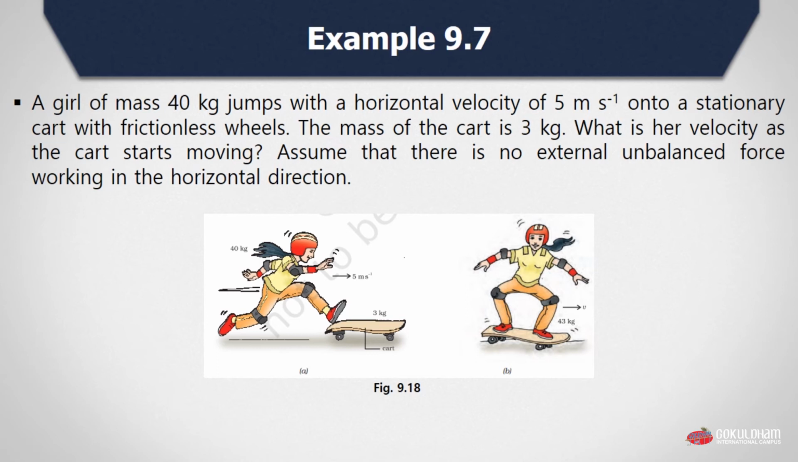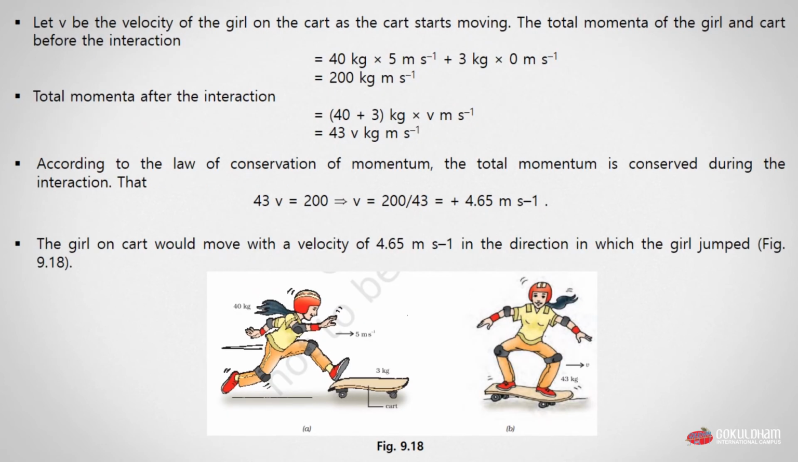Now we will see another example, which is example 9.7. According to it, a girl of mass 40 kg jumps with a horizontal velocity of 5 meter per second on a stationary cart with frictionless wheels. The mass of the cart is 3 kg. What is her velocity as the cart starts moving? Assume that there is no external unbalanced force working in the horizontal direction. So we have to find her velocity when the cart starts moving, and assume that there is no external unbalanced force working in the horizontal direction. So let us look at the answer of our example.